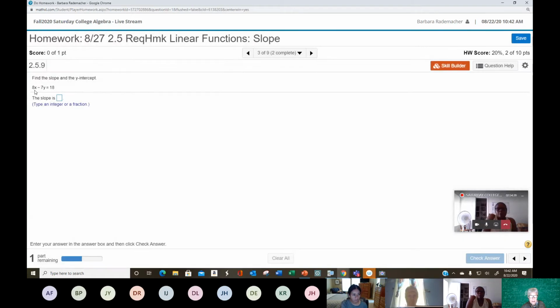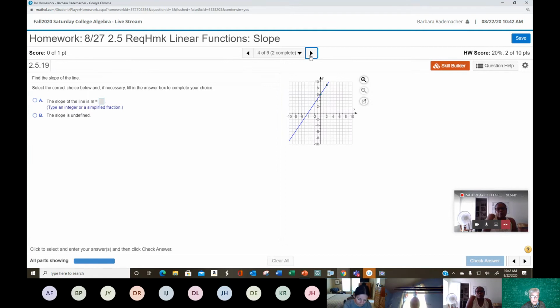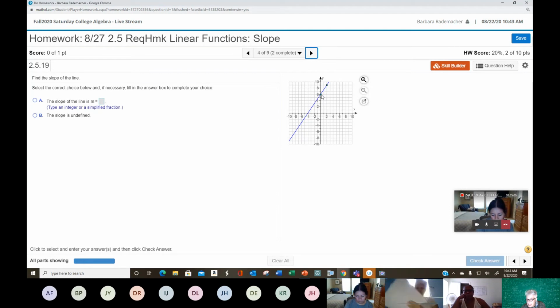All right, here they're asking us to do this business again. Let's move on. All right, find the slope. This is interesting. There are 2 ways we can find the slope of the line, but one of the more interesting ways to find the slope of the line is to make a little triangle between these 2 points.